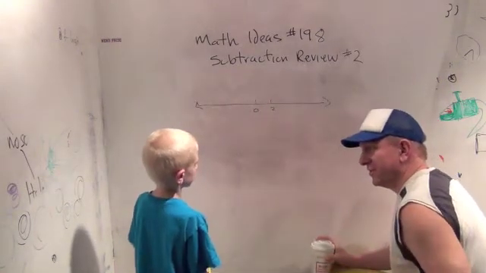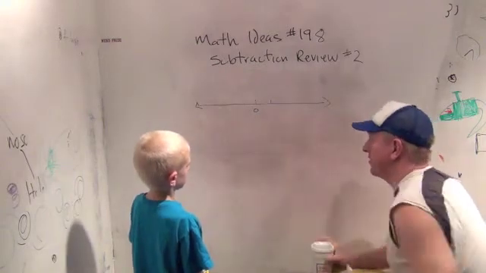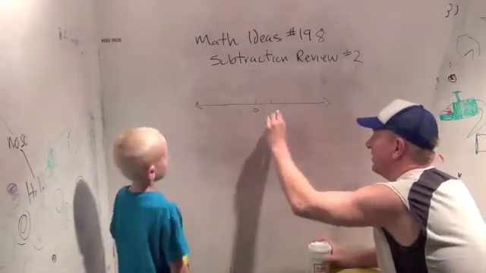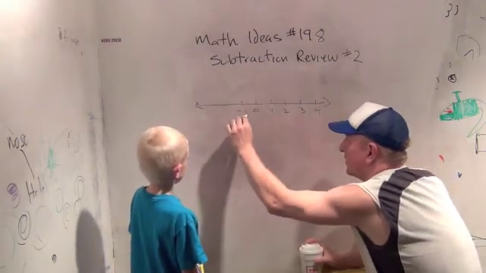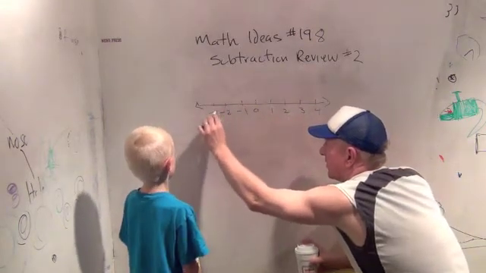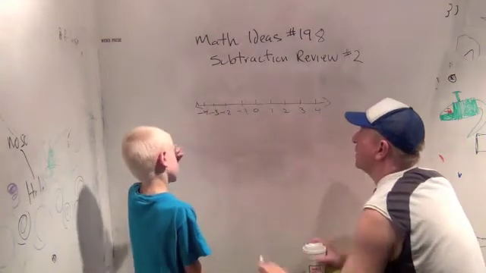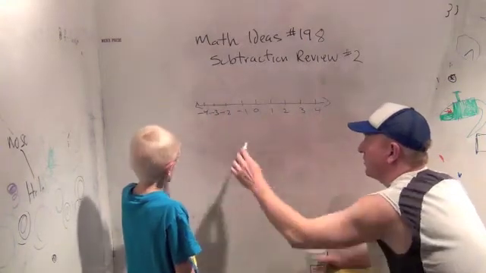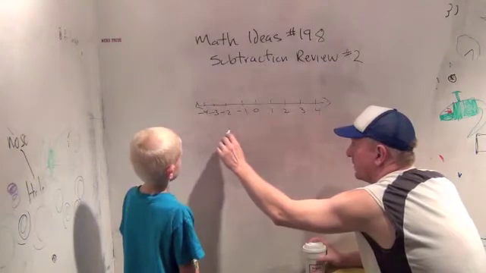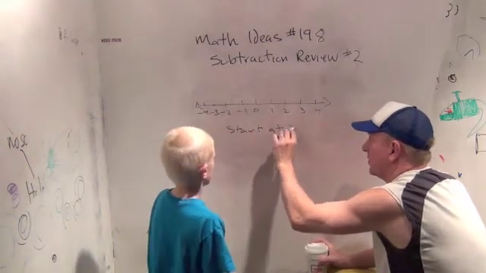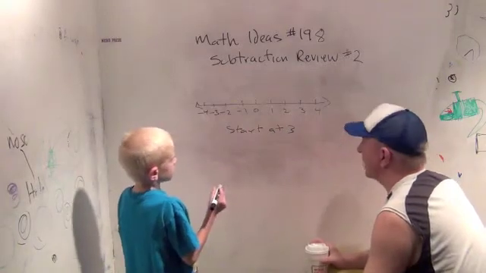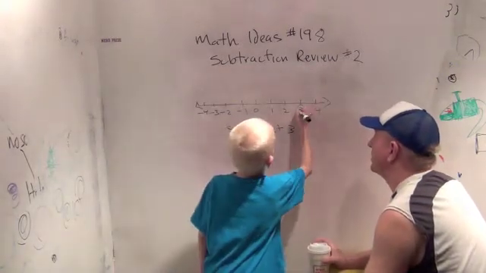Should I start with 2 or should I start with another number? 1, 2, 3, 4, minus 1, minus 2, minus 3, minus 4. Okay, so if we start at 3, do you have a marker? Yeah. Okay, can you circle where 3 is on the number line?